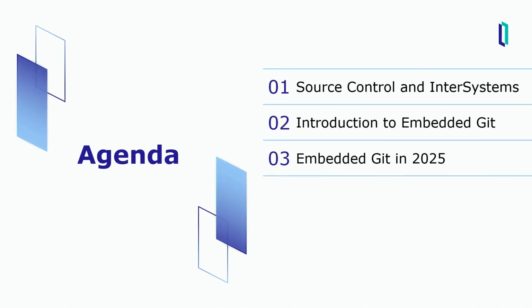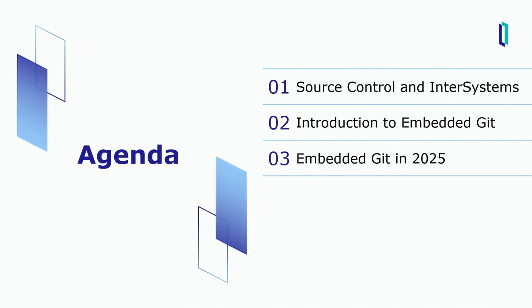So, brief agenda today. First, I'd like to give some really broad background about source control, why you want it, and what's different about InterSystems and source control. Second, I'd like to give an introduction to Embedded Git, which is a project I'm a primary developer on. Many of you already use, and some of you hopefully will use. And third, I'd like to give a set of updates about Embedded Git, the state of Embedded Git in 2025.